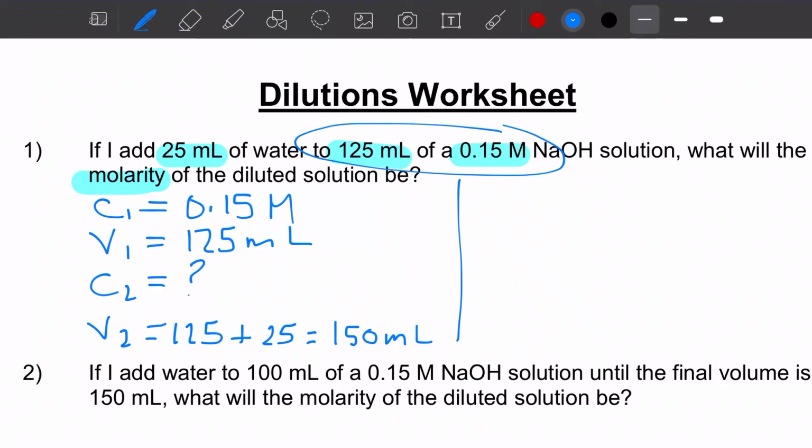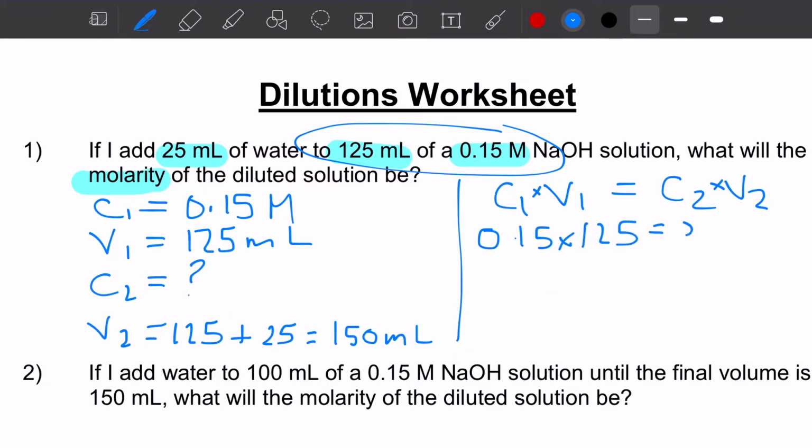Once we've got that, we're then going to write down our formula for the actual dilution calculation, which is C1 V1 equals C2 V2. And of course there are imaginary little multiplied signs in between there that you don't have to write, but they still exist. Then we're going to input our numbers. So concentration 1 is 0.15 multiplied by the volume 1, which is 125, equals X multiplied by 150.